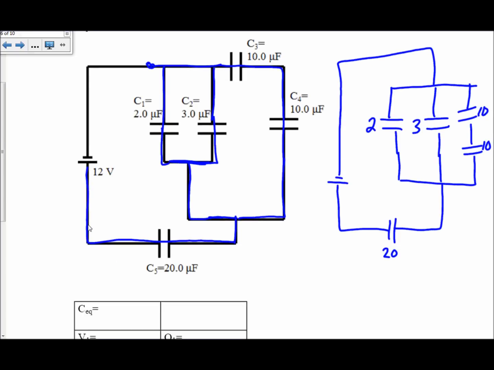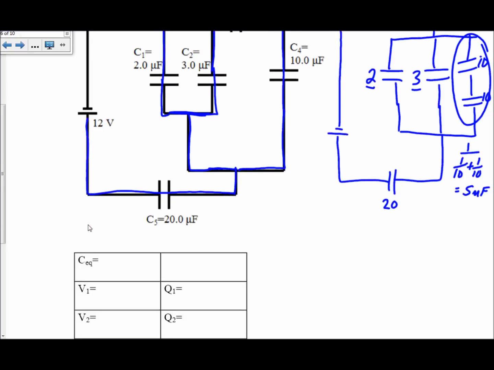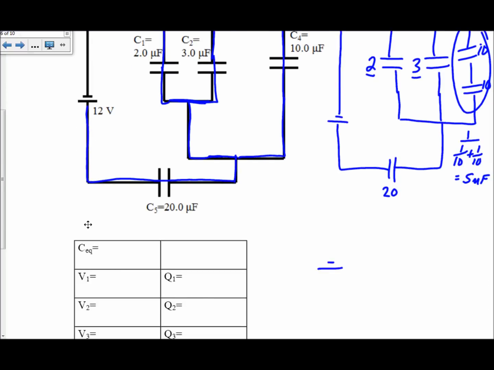All right, I can combine these 2 10 microfarad right here. That's going to be 1 over 1 over 10 plus 1 over 10. That's equal to 5 microfarads. And then I combine that 5 with the 2 and the 3. 5 plus 2 plus 3 is 10. So my circuit looks like this. I have a 20 microfarad, and then all those 4 capacitors go to a 10 microfarad.